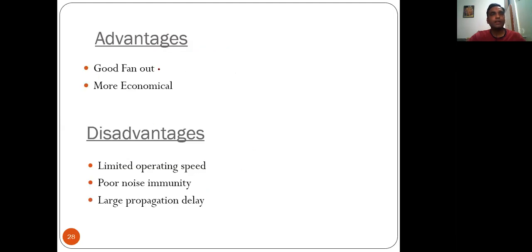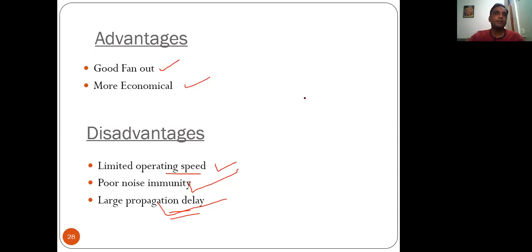What are the advantages? Compared to RTL, it has good fan out, but not that much, and it is economical. It has limited operating speed, that means they are not fast. Poor noise immunity: noise tolerance capacity is less for this DTL. Propagation delays are higher, that's why the speed is less. So these are the disadvantages, friends. RTL and DTL are obsolete. TTL and CMOS are used nowadays for the ICs.